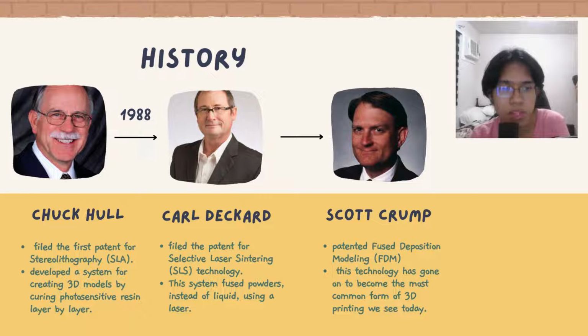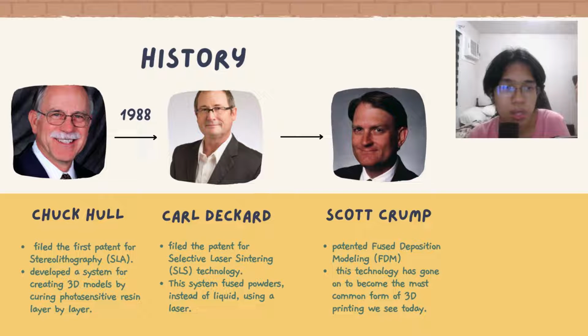An American furniture builder who was frustrated with not being able to easily create small custom parts, Hall developed a system for creating 3D models by curing photosensitive resin layer by layer. In 1988, Carl Deckard at the University of Texas filed the patent for selective laser sintering, SLS technology. This system fused powders instead of liquid using a laser.